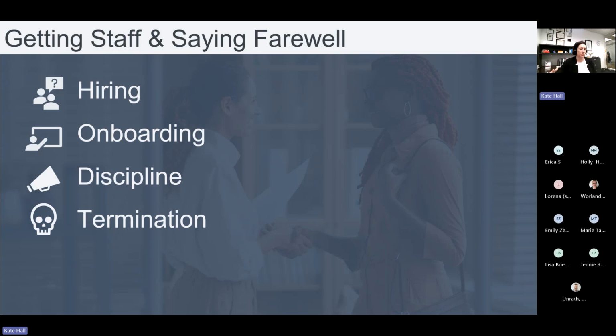And then termination. Termination actually means two different things. When we use the term in official HR jargon, it actually just means someone is leaving. We tend to use it, at least in libraries I've found, to mean that someone was fired, but we're going to be talking both about someone that leaves voluntarily, like maybe they got a new job or they're retiring, as well as someone that was terminated due to poor job performance.